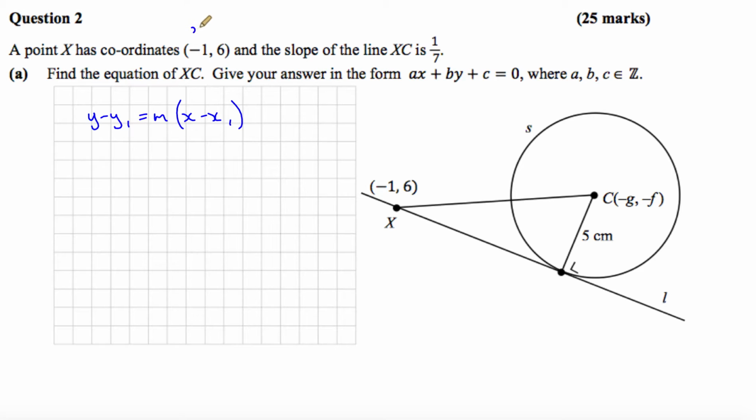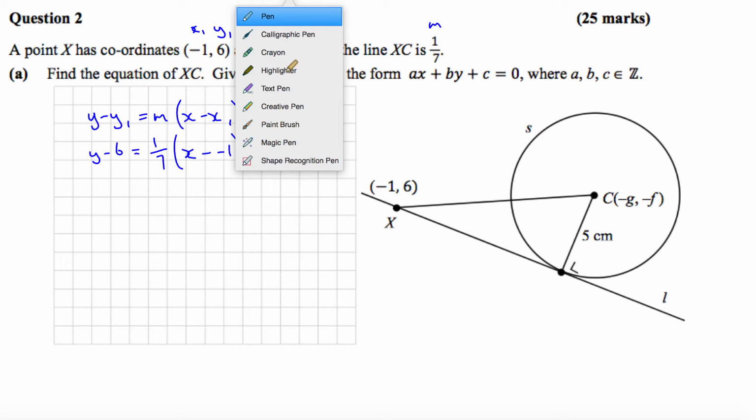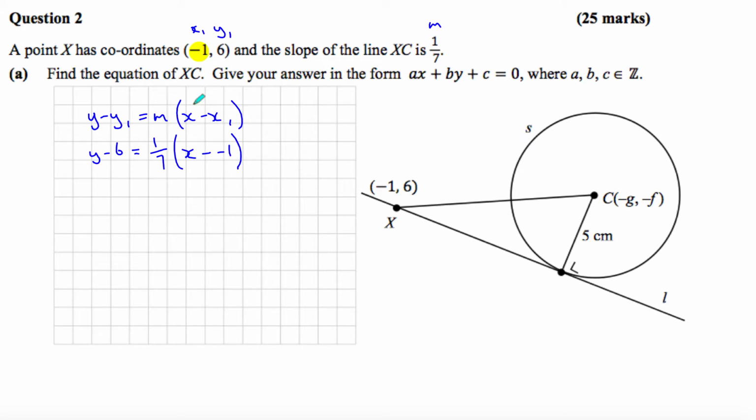So this is going to be x1, y1, this is going to be our coordinate, and this is going to be our m value here. So we're just going to sub those in. So we have y - 6 = 1/7(x - 1). So just to be clear there, we subbed the x1 in here, the y1 in there, and the m value in here.